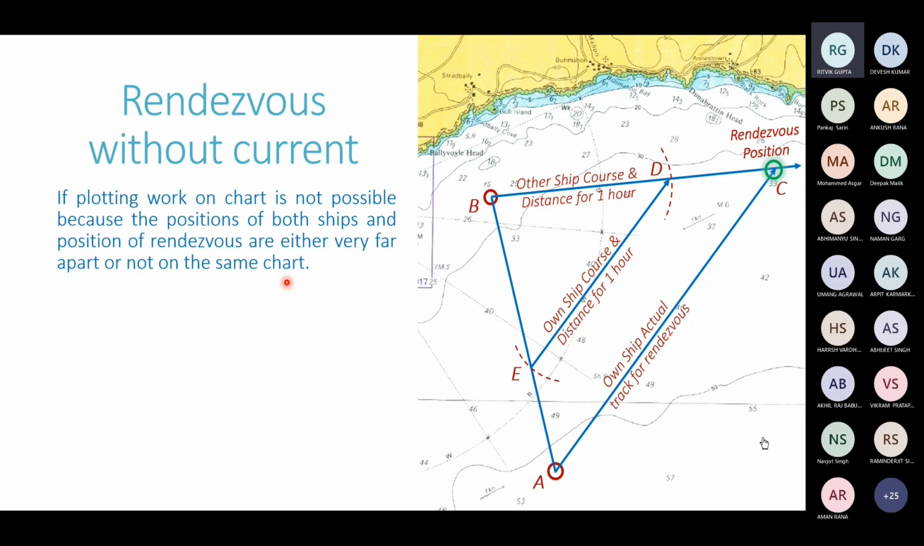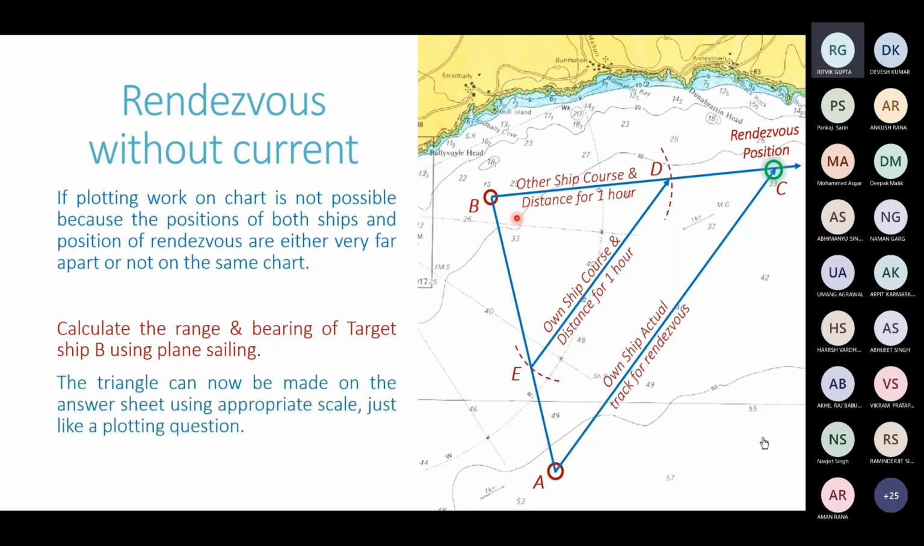Now, in this case, how to solve this rendezvous question? Since we have the position of own ship and the target ship known to us, we have to calculate the range and bearing of the target ship from our ship using plain sailing. So by plain sailing from both these positions, we can find out the range and bearing of the target ship.